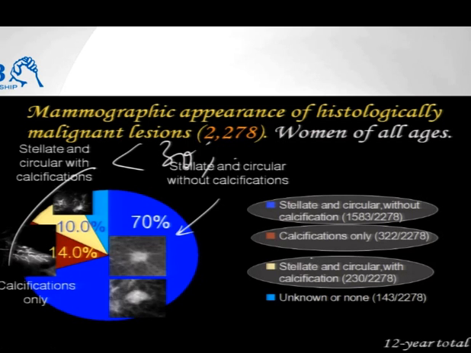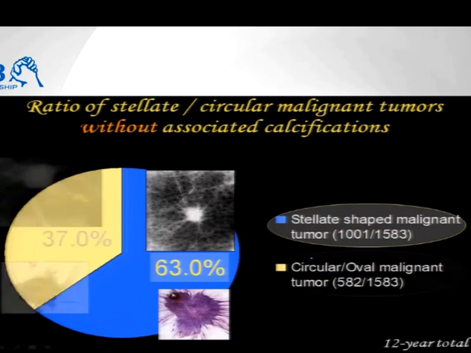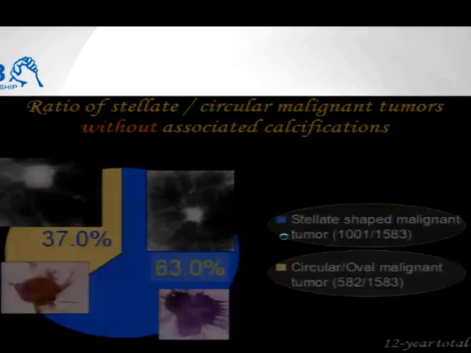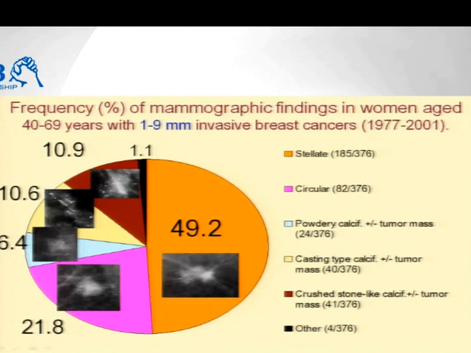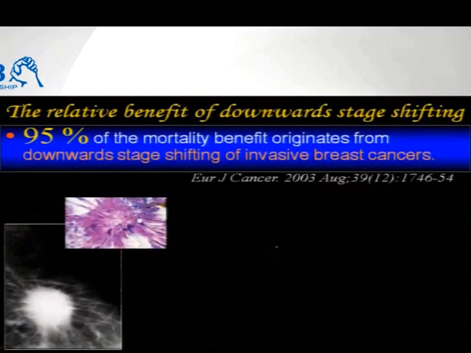Non-calcified stellate and circular lesions. And out of those, which one is more frequent, the stellate lesion or the circular? Fortunately, the stellate lesion, because this is a low-grade lesion at the time of detection when we find it. For example, here are a lot of baby cancers, 1 to 9 millimeters. I classified 376 of them. 50% were stellate lesions, 20% circular, and calcification is on the back seat.